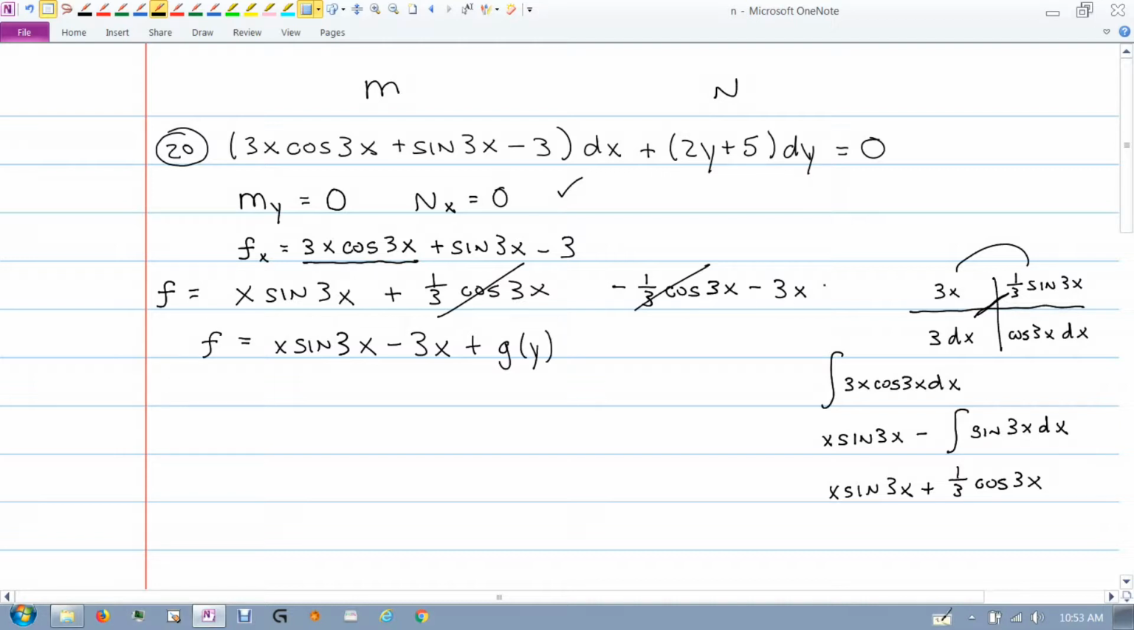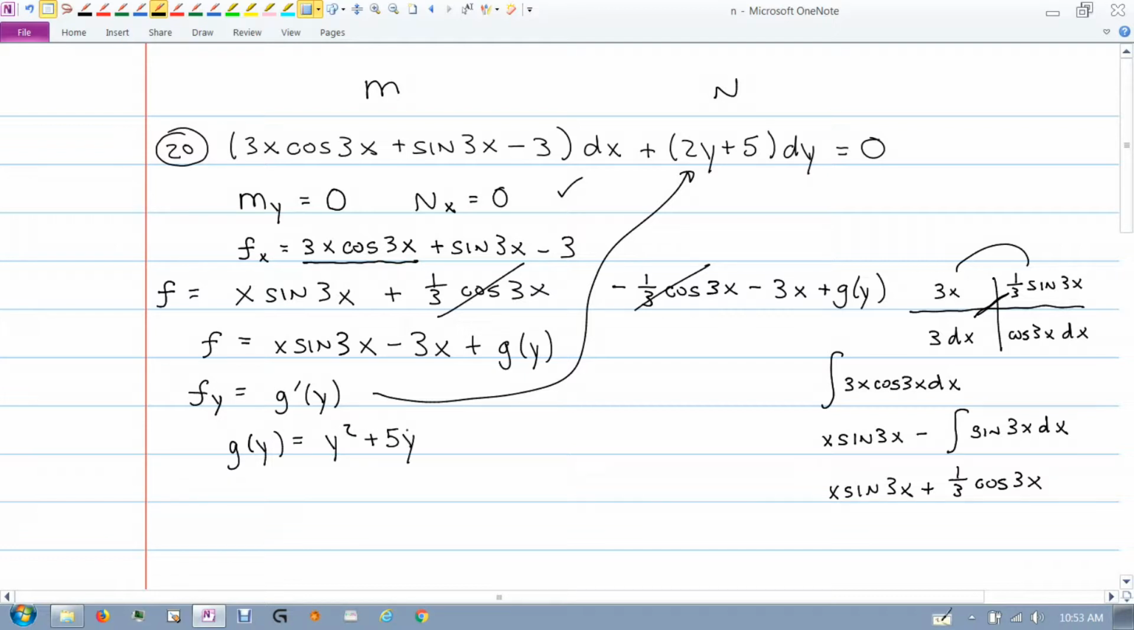I forgot to put that up here, but when we're integrating, we can always have some function of y possibly. So now we take the derivative with respect to y, and all I get is g prime of y, and that has to equal this. So that means g of y is equal to y squared plus 5y. Now I can rewrite f, replacing g of y with y squared plus 5y, and that must equal some constant. I'll erase the f out there. All right, so there it is right there.